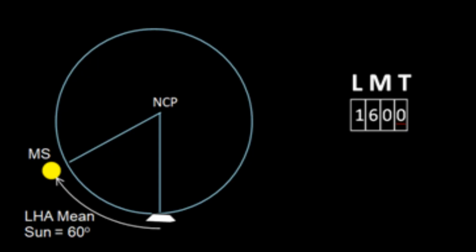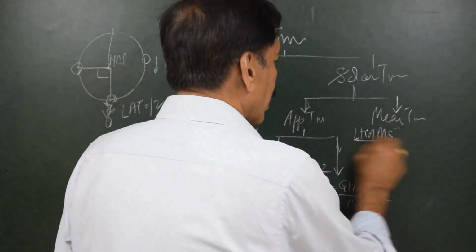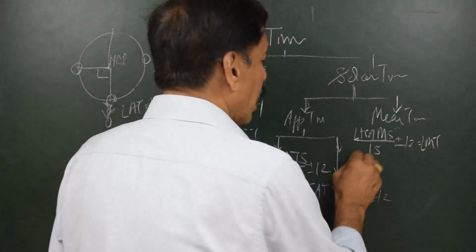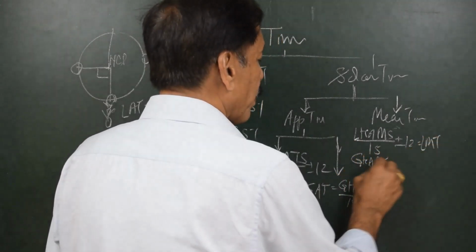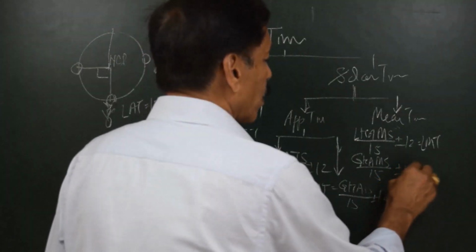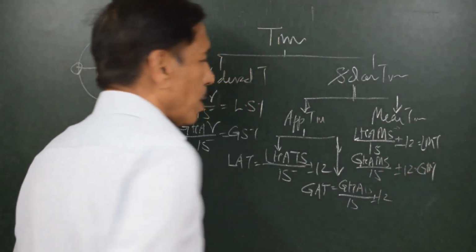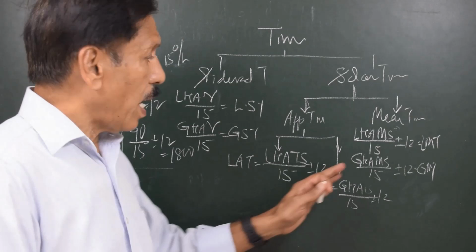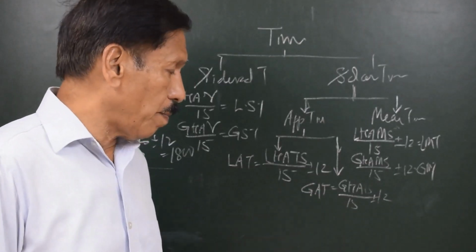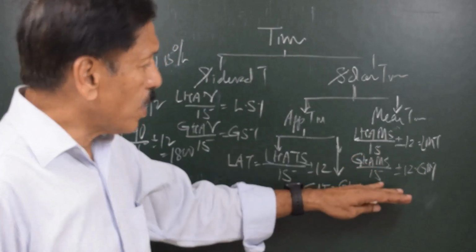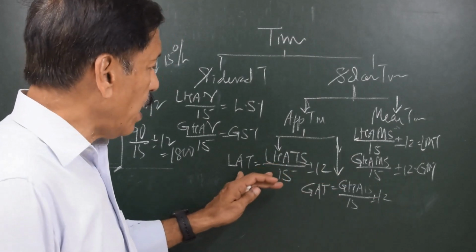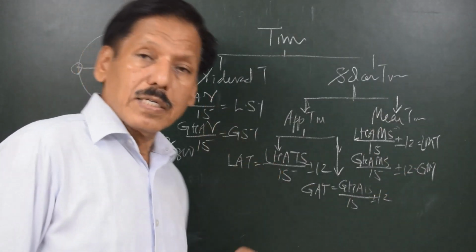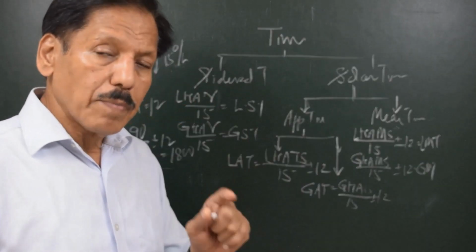What is mean time? LHA of the mean sun divided by 15 plus or minus 12 is LMT, and similarly GHA of the mean sun divided by 15 plus or minus 12 is equal to GMT. What this mean time and this mean sun are, we'll chalk out in a while. But at the moment, I have written it here just to understand that the way I find LAT with the true sun, I find LMT with the mean sun. True sun is what you see in the sky, and mean sun is something which you have imagined.